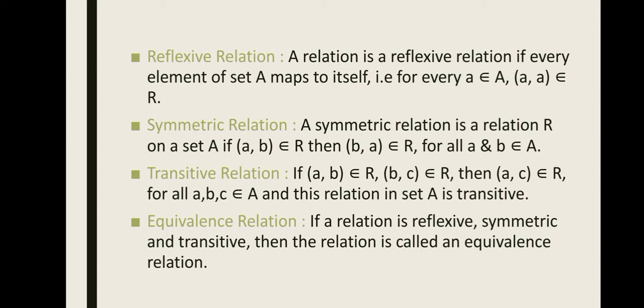Transitive relation. If (a, b) belongs to R and (b, c) belongs to R, then (a, c) belongs to R for all a, b, c belonging to A, and this relation in set A is transitive. Equivalence relation. If a relation is reflexive, symmetric and transitive, then the relation is called an equivalence relation.